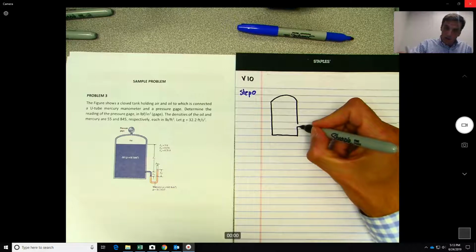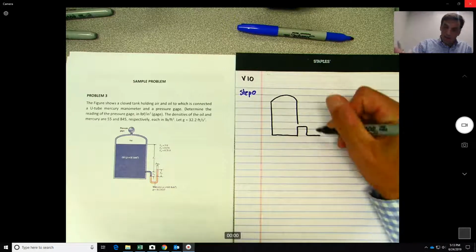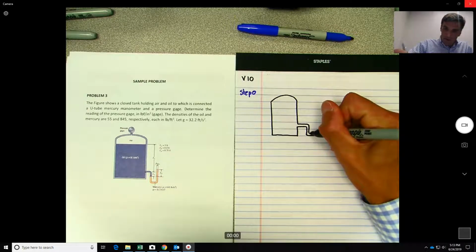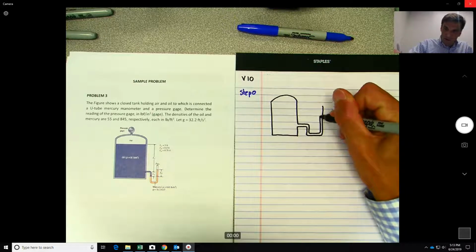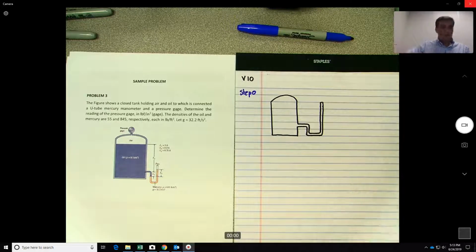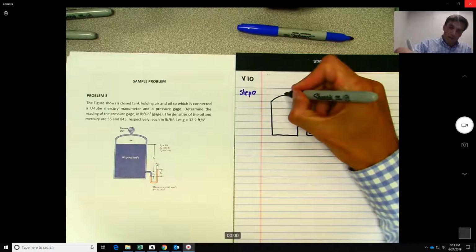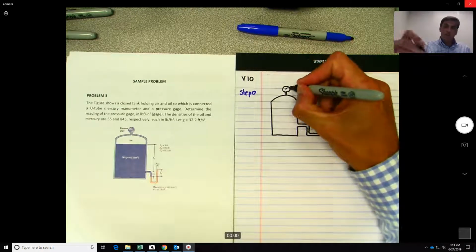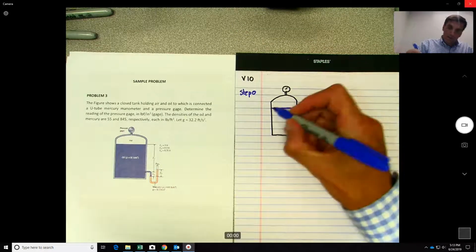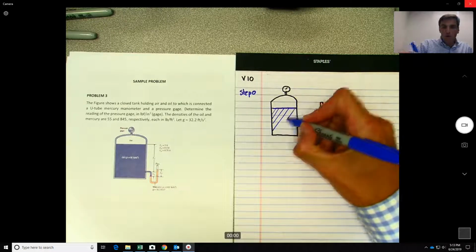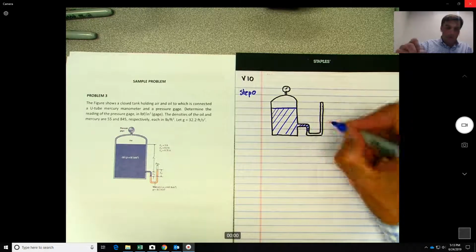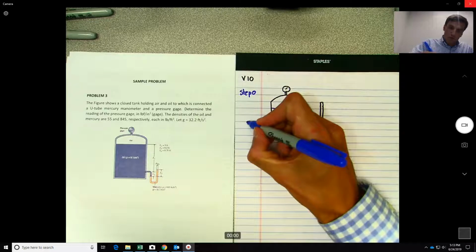Alright, so this is the manometer, and I'll go up. Okay. So over here we have a pressure gauge. Okay, so this is oil, that is going to be up to here. Alright, so this is oil.